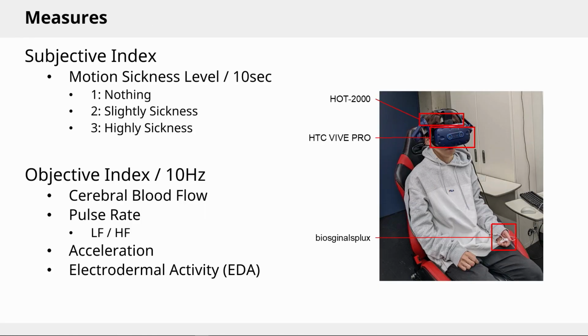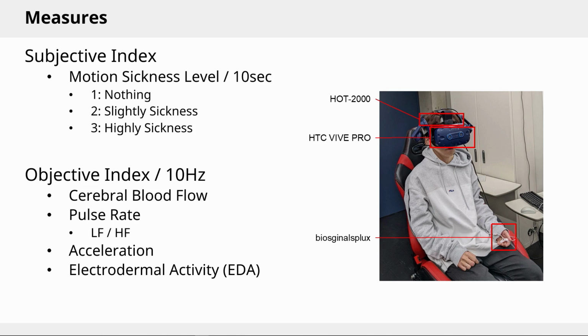As a subjective indicator, motion sickness level was obtained. Participants were asked to answer every 10 seconds in 3 levels of motion sickness, 1, 2, or 3. 1 is nothing, 2 is slight sickness, and 3 is high sickness.